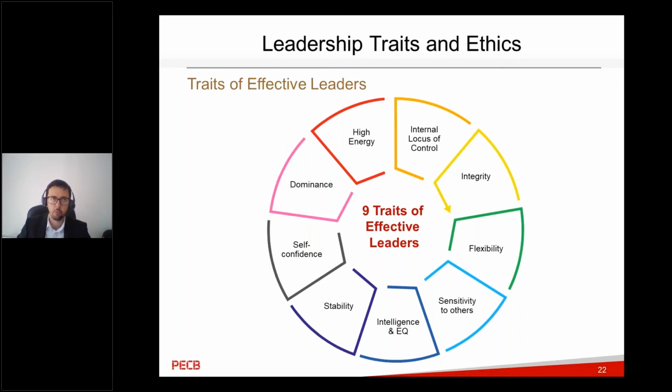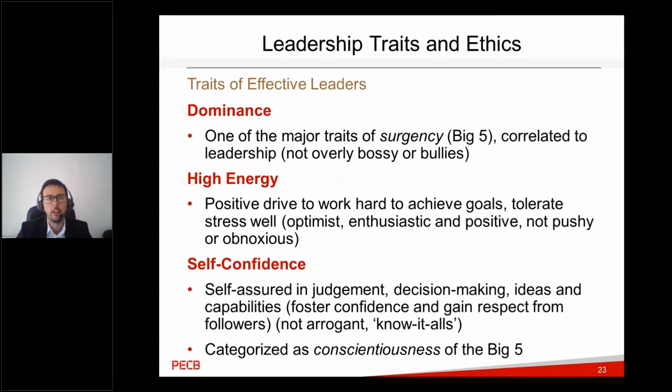The first one that we are going to cover is the dominance trait. When we talk about the dominance trait, we tend to think that it affects all of the other traits that are related to effective leaders.